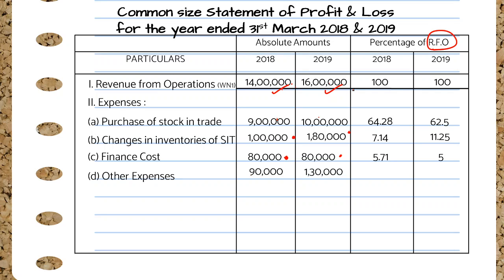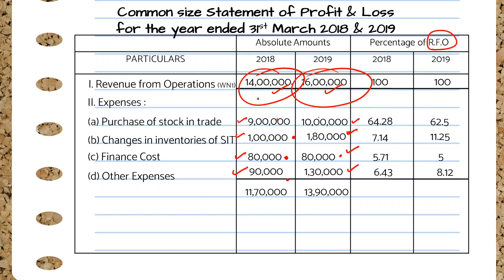Then we have other expenses. 90,000 divided by 14 lakh into 100 gives us 6.43, and 1,30,000 divided by 16 lakh gives us 8.12. So what are we doing? We are finding out the percentage for every element and we are taking the base of 14 lakh. And in the next year, we are again taking the percentage for every item and the base is taken as the RFO for the respective year. Then we find out the totals and respectively the percentages for the totals as well.